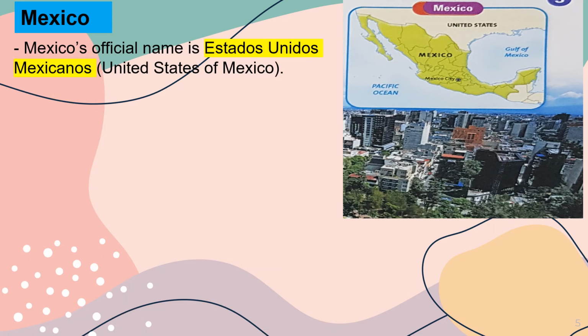Mexico's official name is Estados Unidos Mexicanos, meaning United States of Mexico. So as the name explains, Mexico is made up of states. Like the United States, Mexico also has one federal district that is not part of any state. So this is where Mexico City, the capital of Mexico, is located. Okay, so let's find out about its geography.